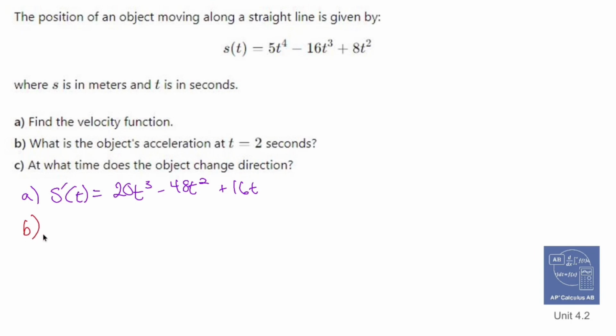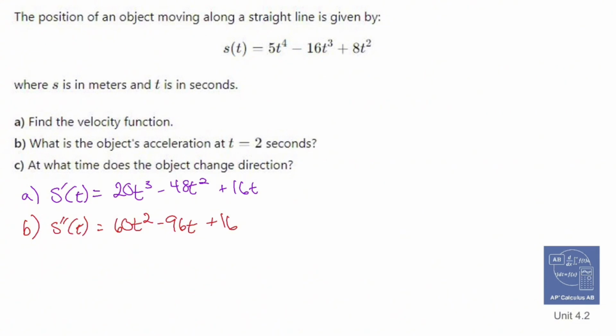Well, the acceleration function is you taking the derivative of the velocity function, and so I need to do that and then plug in 2. So s double prime of t is going to be power rule, power rule, power rule. Drop down the 3, 60t squared. Drop down the 2, 96t. Get rid of the t, 16.